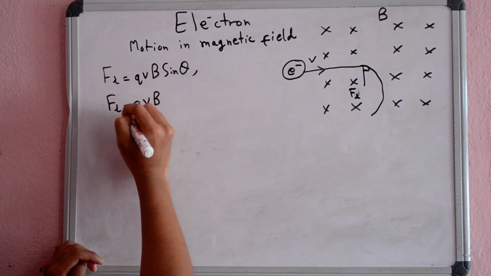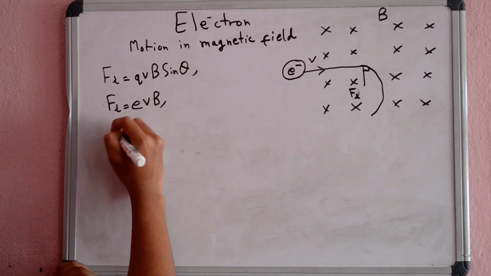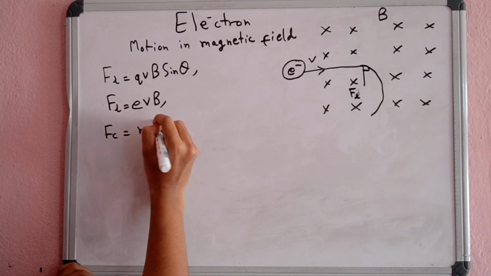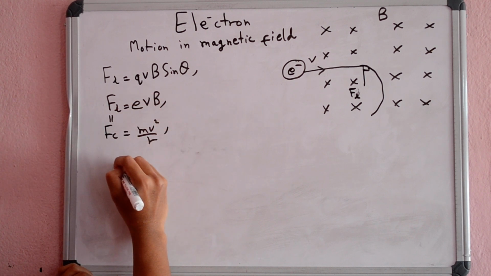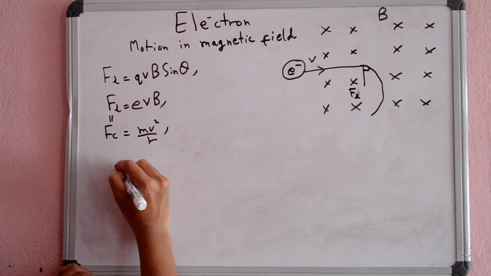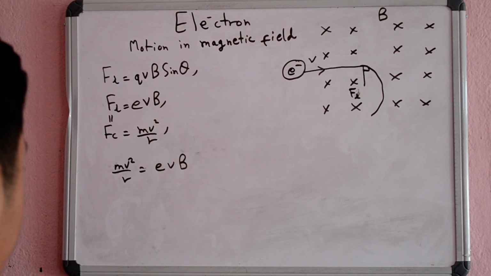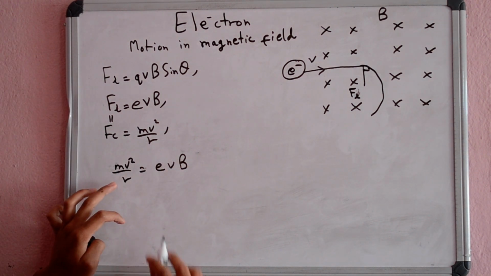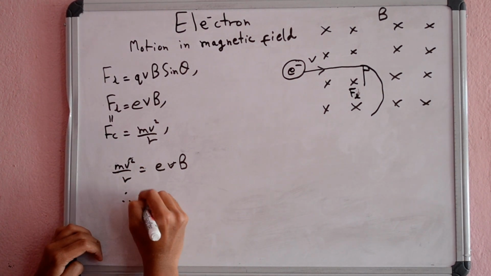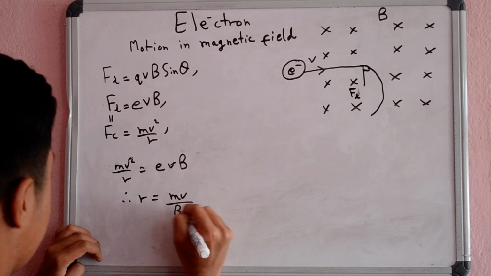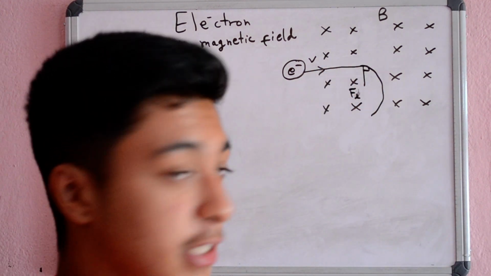So sin 90 is just 1 here, and the centripetal force is given by mv squared by r. So these two are equal to each other. So that means mv squared by r is equal to evB. So here this and that cancel, right? Square and square. Thus the radius is equal to mv by Be. This is the radius of the path of the circle made by the electron in the magnetic field.